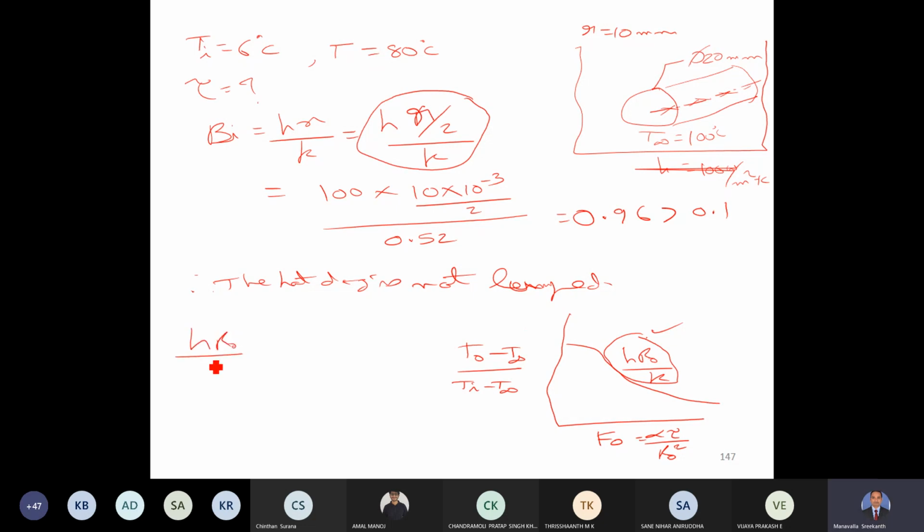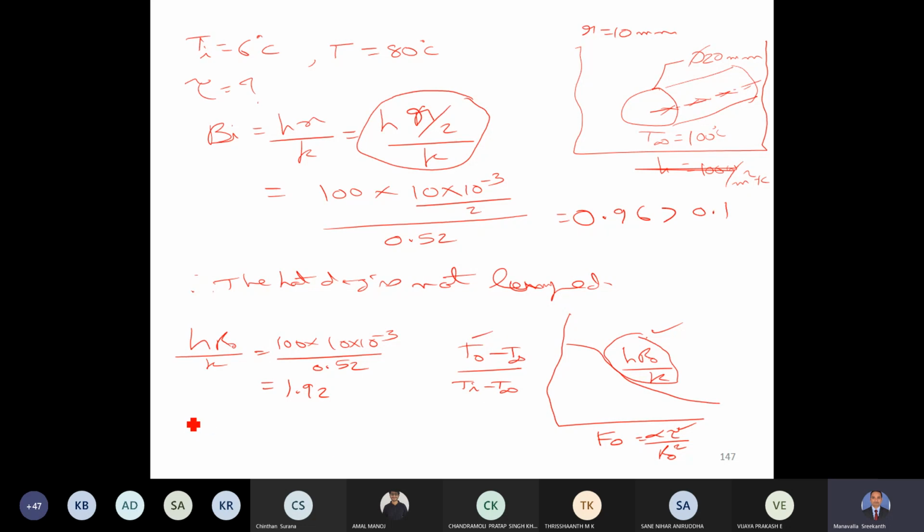H r naught by k: H is 100, R naught is 10 millimeters, 10 to the power minus 3 meters, and k is 0.52. So this is 0.92. And Fourier number, as of now, we don't know the time. We'll have to find the time. Therefore, the x-axis value we don't know yet, but we know the y-axis value.